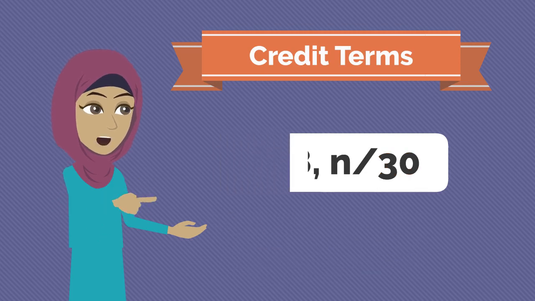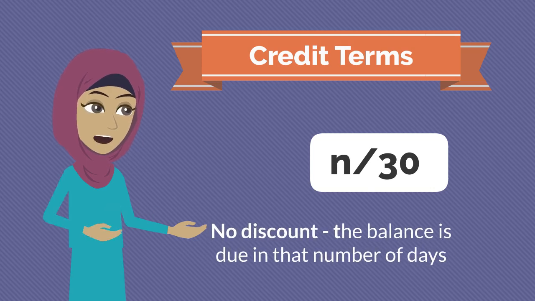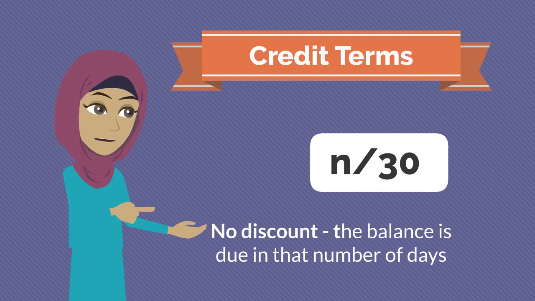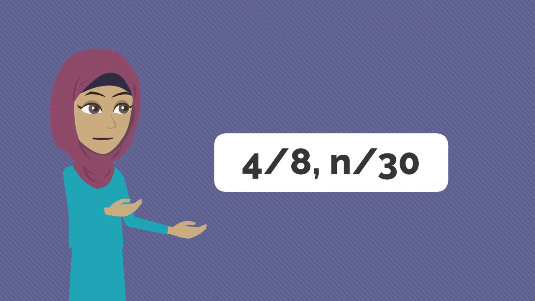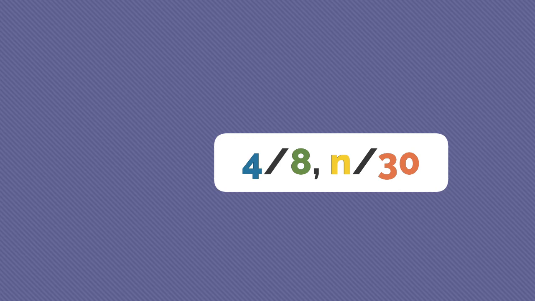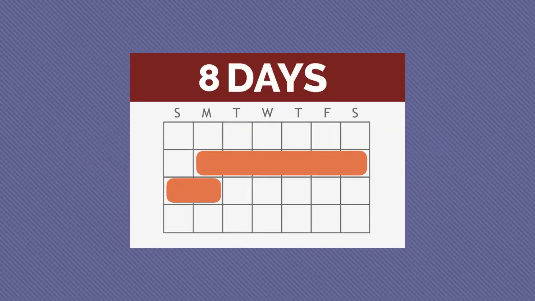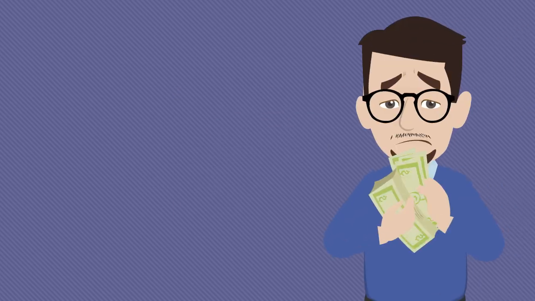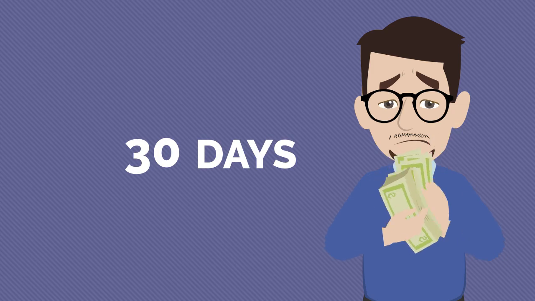Sometimes you will simply see the second term by itself. This means there is no supplier discount available, and the balance is simply due in that number of days. Going back to the example, Tom's supplier is offering him a 4/8 net 30 discount, which means he will receive a 4% discount on this month's order of coffee beans if he pays the amount within 8 days. Otherwise, he will be required to pay the full undiscounted price within 30 days.